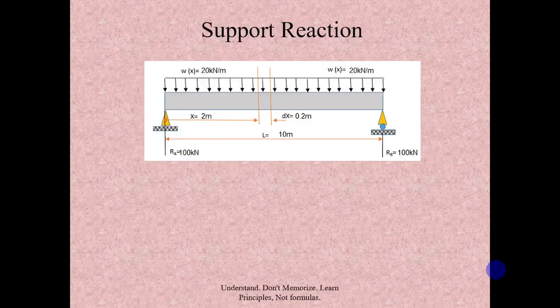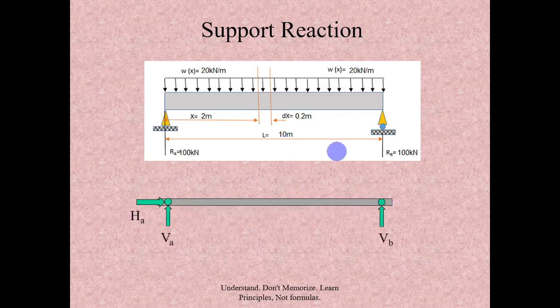So let's consider a simply supported beam which is supported at one end on a pinned support and at the other end on a roller support, subject to a uniformly distributed load of 20 kilonewton per meter, and the span length is 10 meter. If we consider a free body diagram for this arrangement, the pinned support can take the vertical reaction as well as horizontal reaction, and the roller can take only the vertical reactions. Since it is a pinned support, it cannot take any moment.